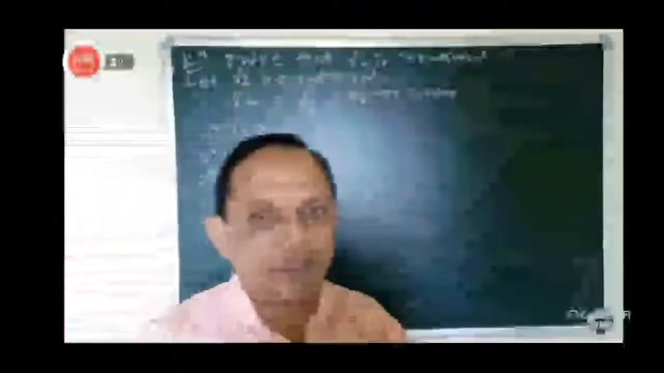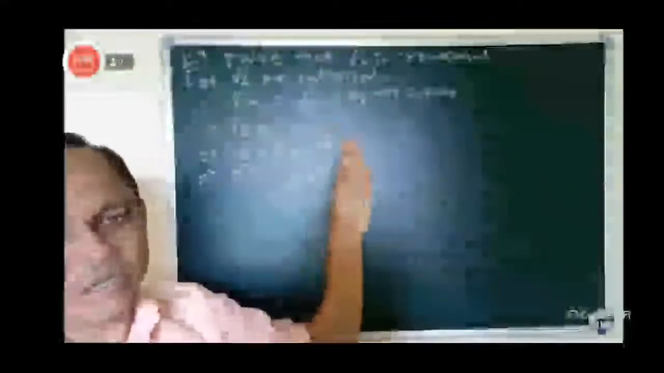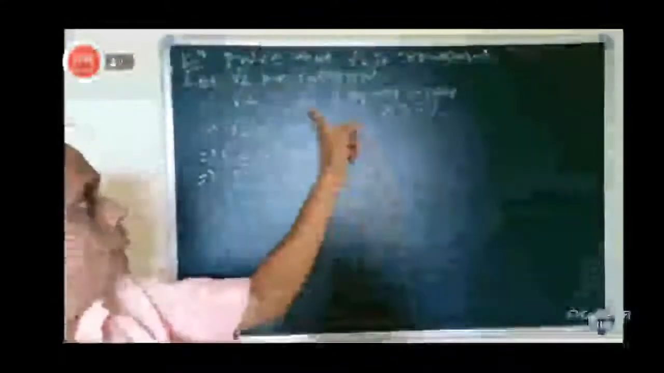Co-prime means only 1 is the HCF of these two numbers. That means except 1 there is no common factor between p and q. So they are co-primes, that means the HCF of p and q is 1. This is the definition of rational numbers: p and q are co-prime integers, and q not equal to 0.